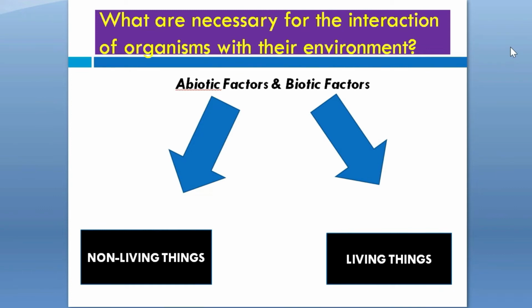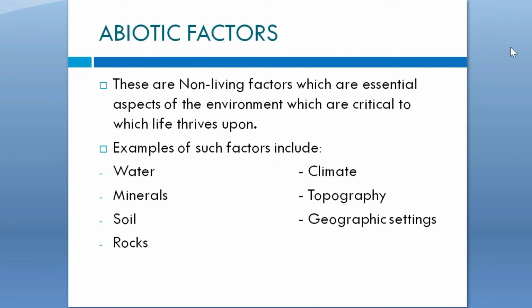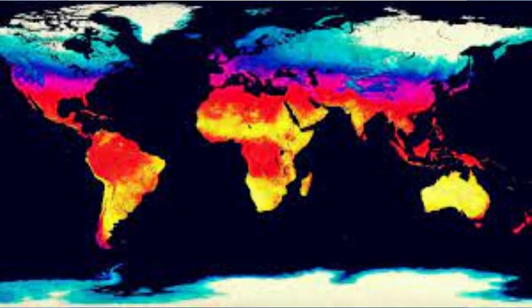What is necessary for the interaction of organisms with their environment? We know for sure, as you can see in the image here, abiotic factors and biotic factors. Now, abiotic factors essentially conceptualize non-living things, while biotic factors are associated with living things. Abiotic factors are very important. As a matter of fact, in the absence of abiotic factors, biotic components would technically cease to exist. Examples of abiotic factors or non-living things include water, minerals, soils, rocks, climate, topography, geographic settings, you name it.